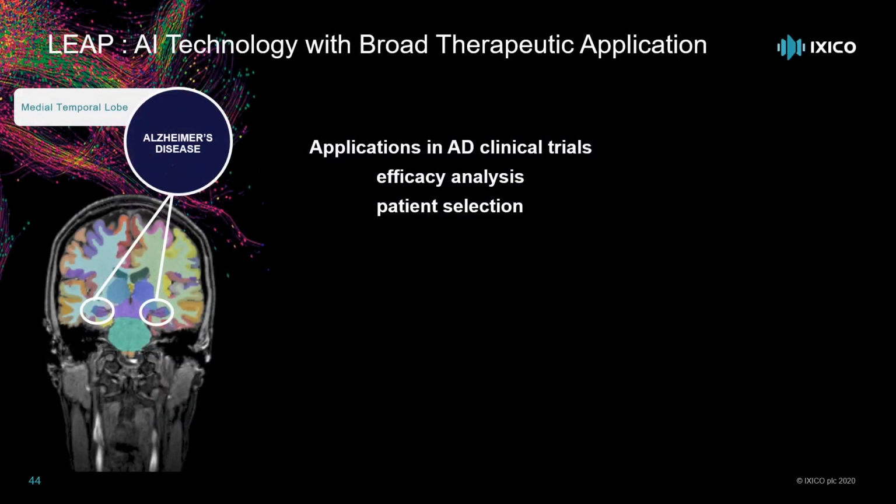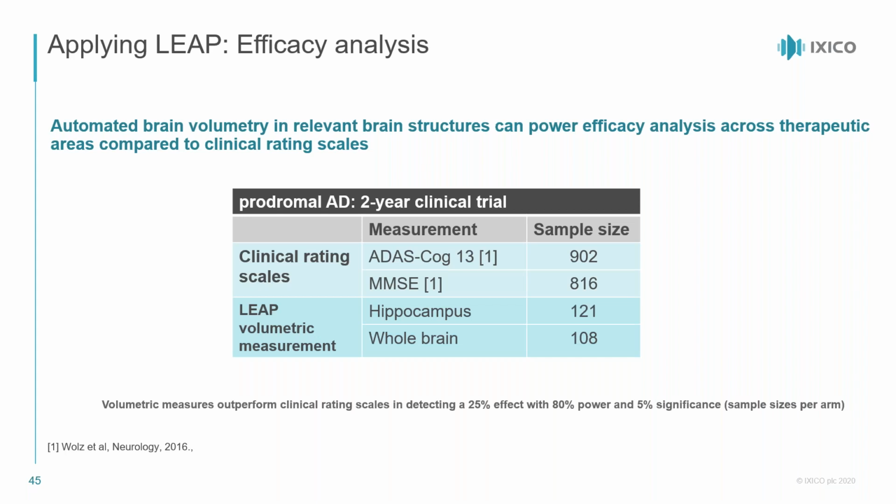In the next few slides, now that we've seen the tools, I'd like to discuss some of the applications of these, specifically with the examples of using hippocampal volume in efficacy analysis and patient selection or stratification and sub-analysis. So in order to assess treatment efficacy, historically clinical rater scales have been used as an endpoint. Whilst cheap and simple to administer, they are very coarsely granular and potentially insensitive to subtle effects.